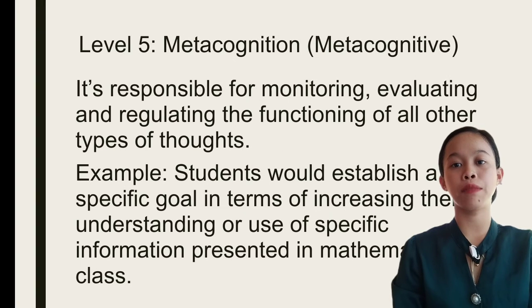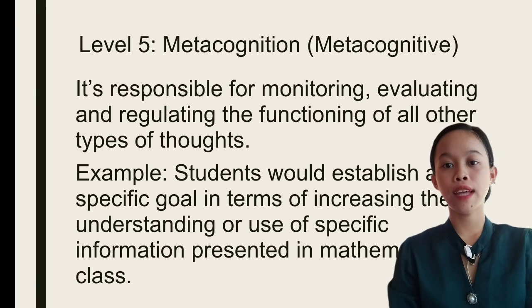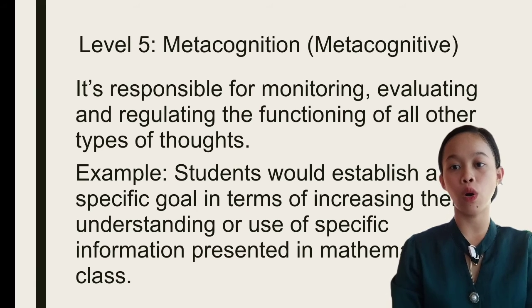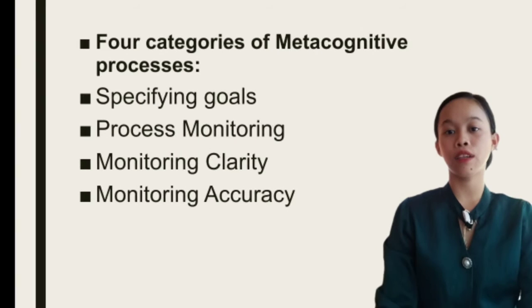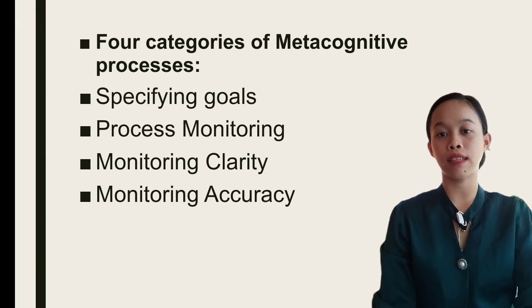The 5th level is metacognition under the metacognitive system. It's responsible for monitoring, evaluating, and regulating the functioning of all other types of thoughts. For example, students would establish a specific goal in terms of increasing their understanding or use of specific information presented in mathematics class. There are 4 categories of metacognitive processes: specifying goals, process monitoring, monitoring clarity, and monitoring accuracy.